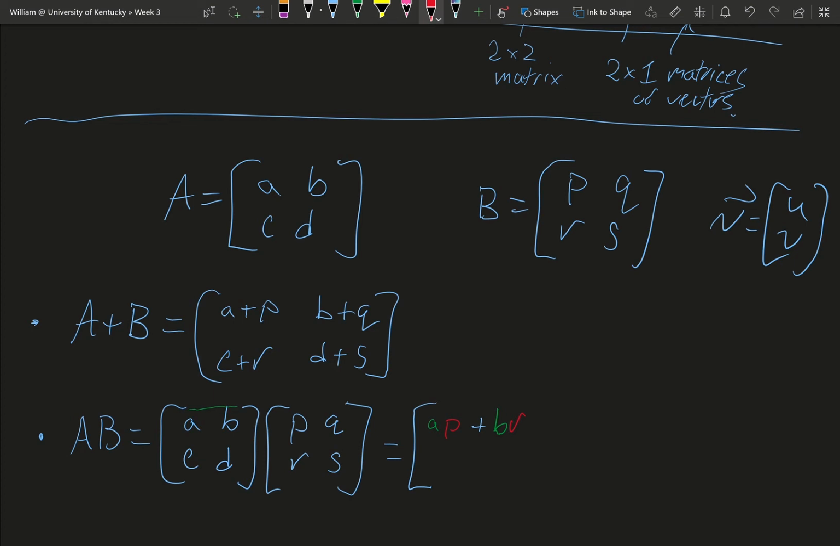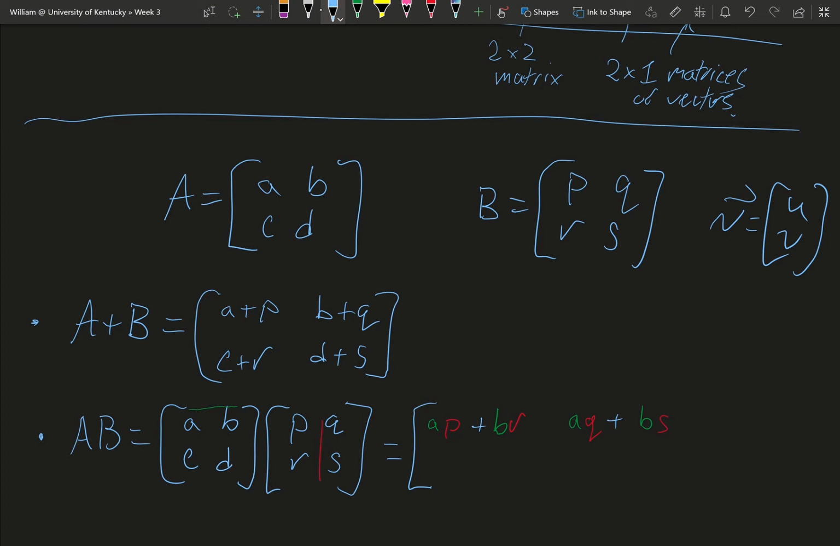I would do the same thing, except now I'm going to use the second column. So if you think of this as being the entry in the first row in the first column, I take the first row and the first column. For the second entry, I'm going to do first row, second column. So I'm going to have A times Q plus B times S. And then I would repeat that down here.